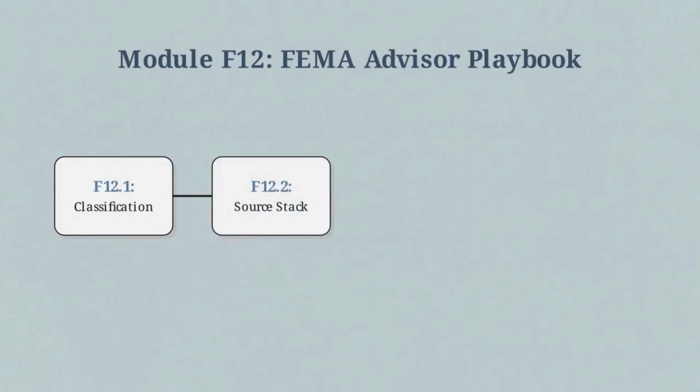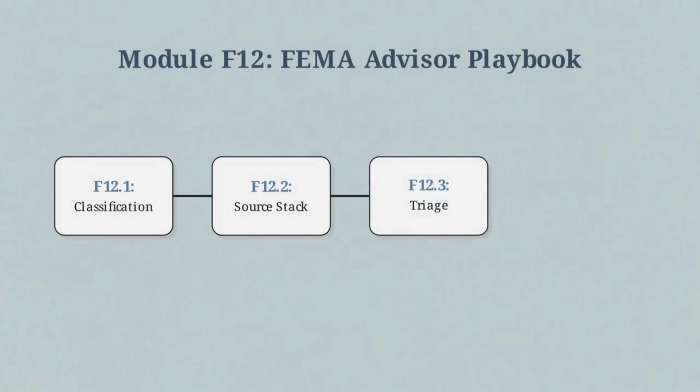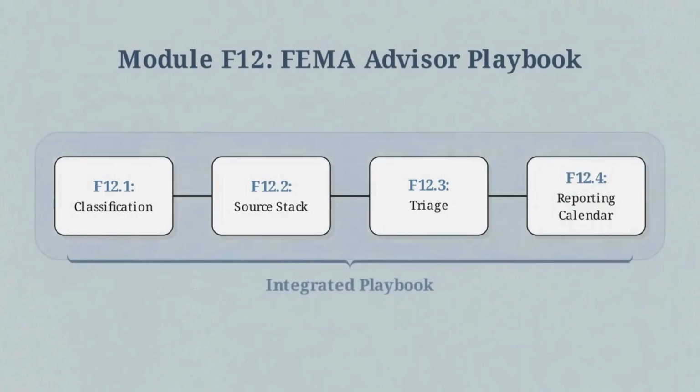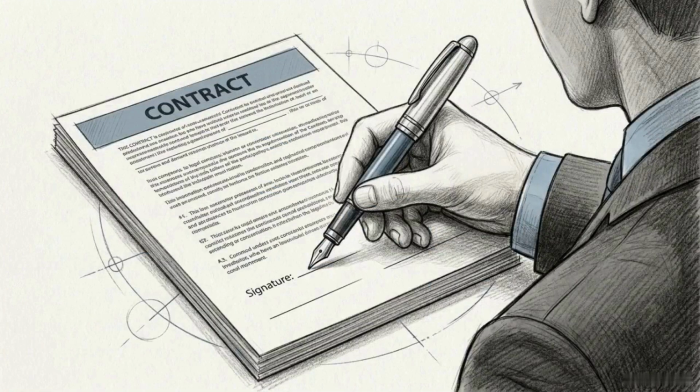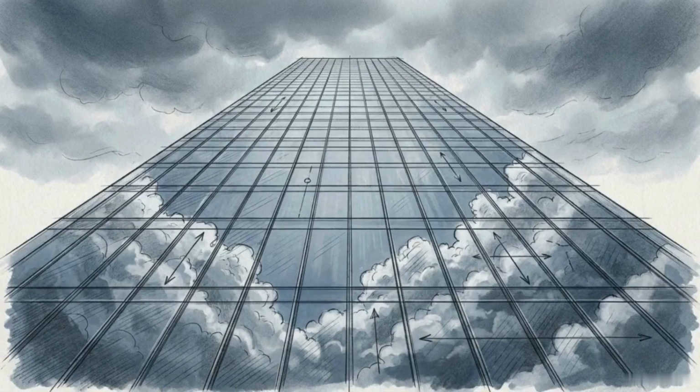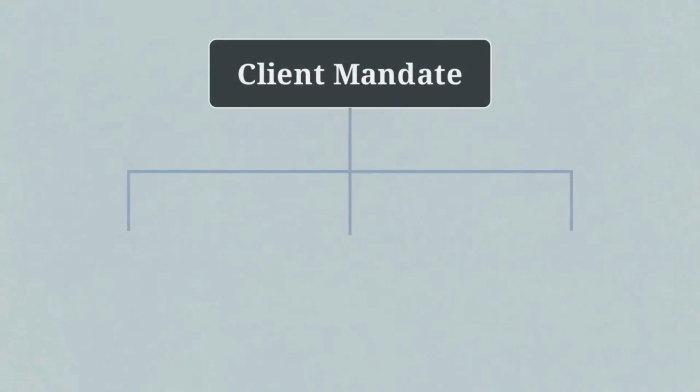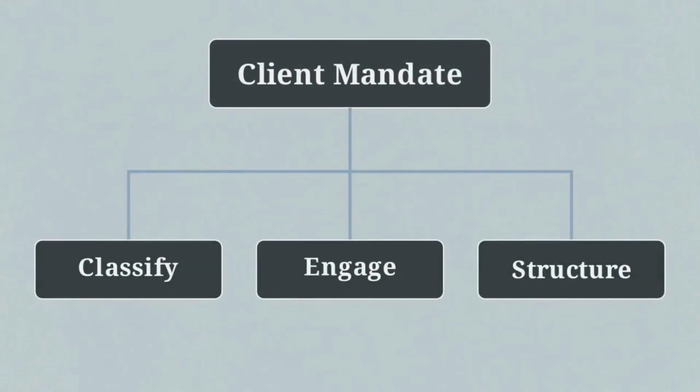This module map outlines the process across 4 sequential nodes, moving systematically from F12.1 through F12.4. Mastering this sequence marks the point where you stop merely studying FEMA regulations and start actively executing them. When faced with a complex client mandate, reciting isolated provisions from memory is insufficient. Every engagement requires a rigorous, systematic method to ensure compliance.